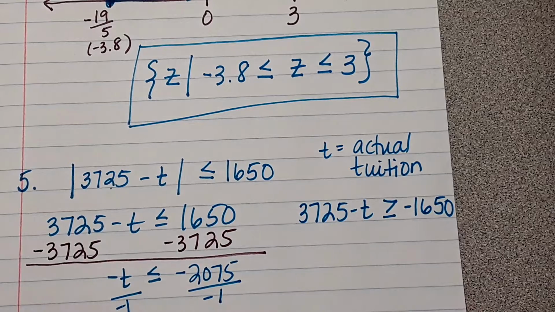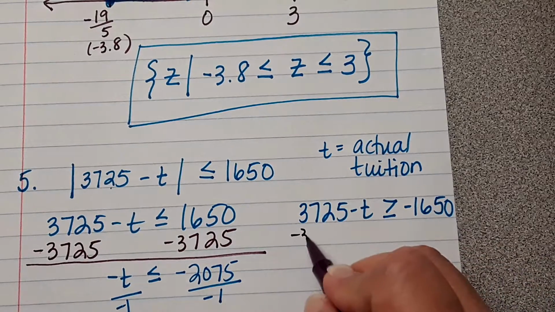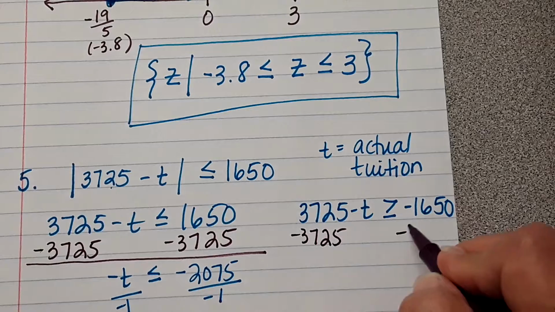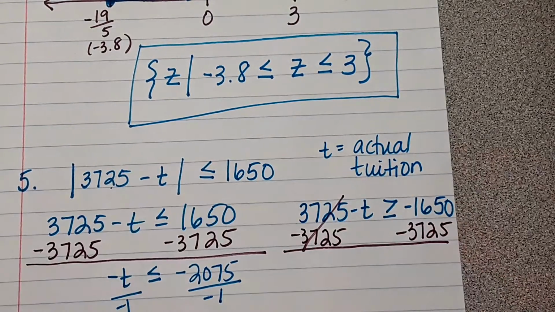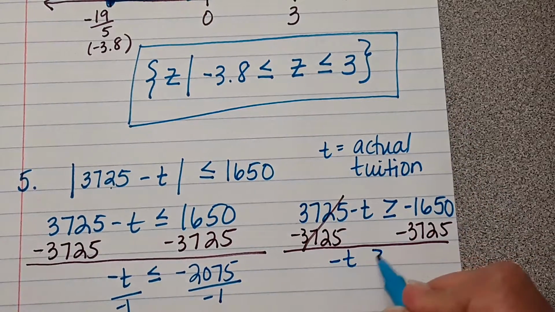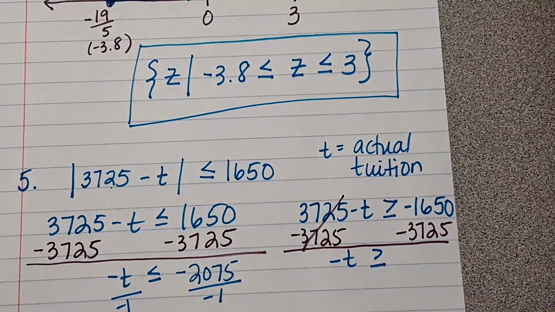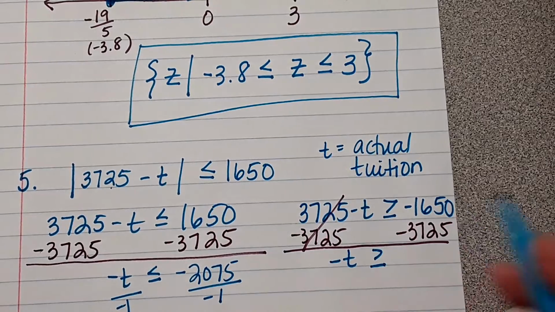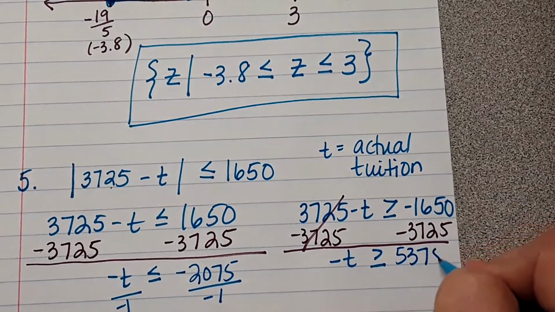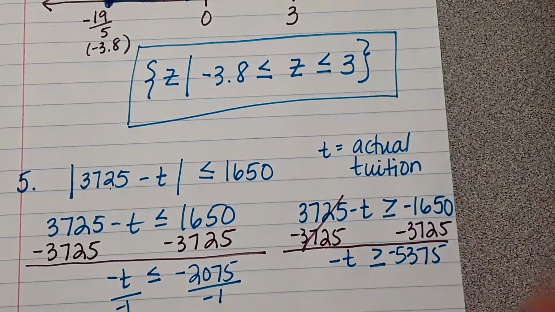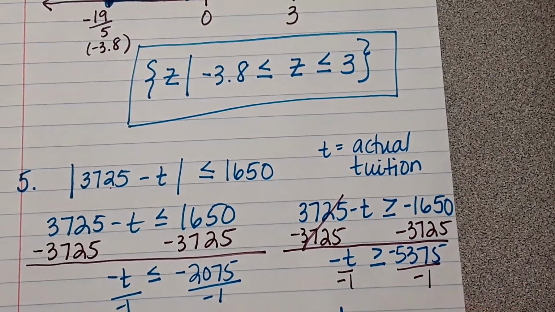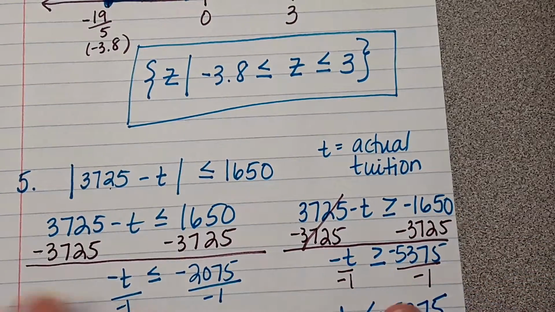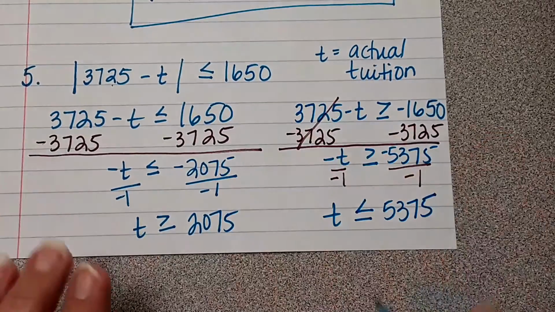Over here, I'm going to do the same thing. Divide by that -1. t is less than or equal to 5,375. So right there, I solved it.